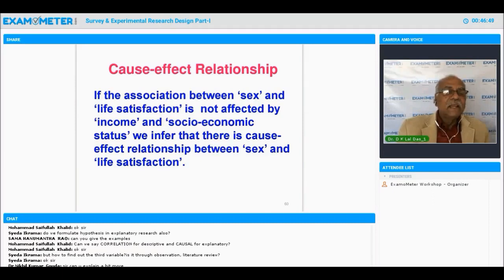If the association between sex and life satisfaction is not affected by education and socio-economic status, we infer that there is cause-effect relationship between sex and life satisfaction. The condition is fulfilled.